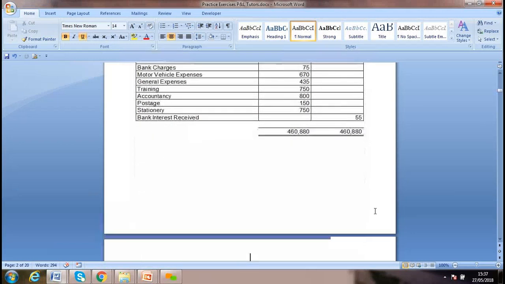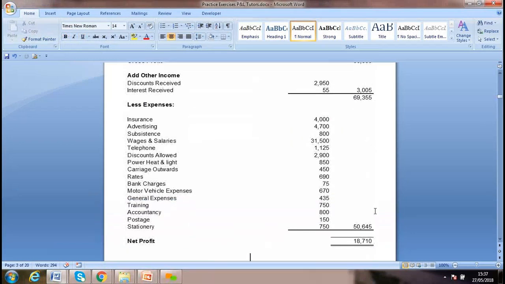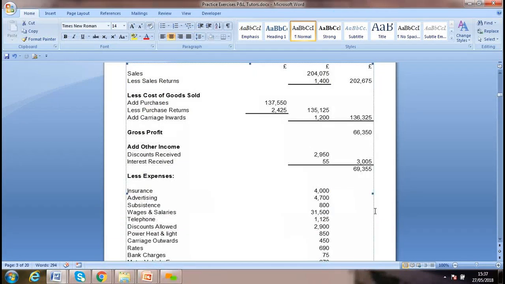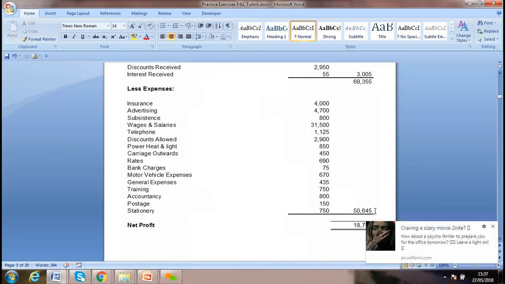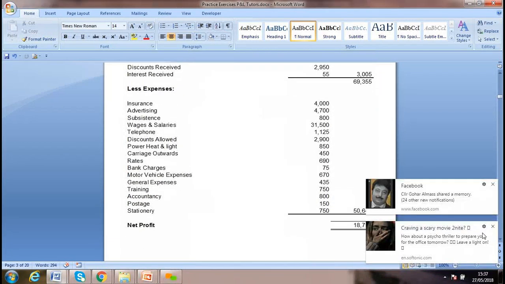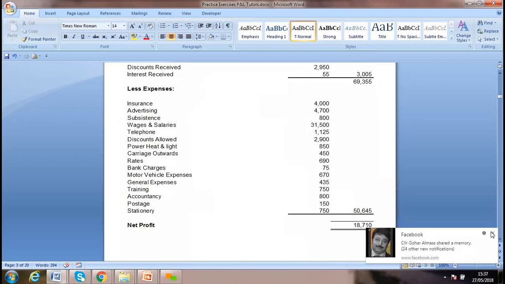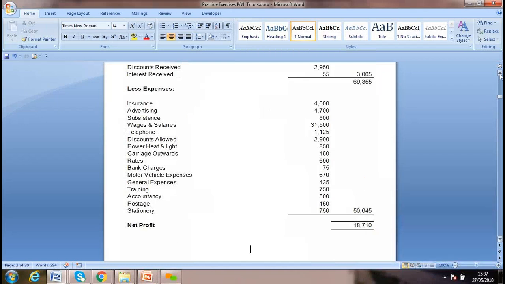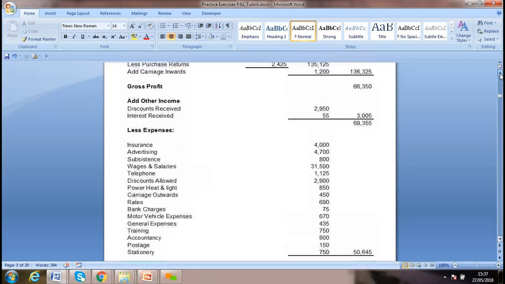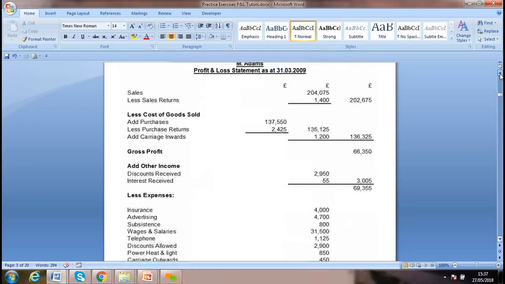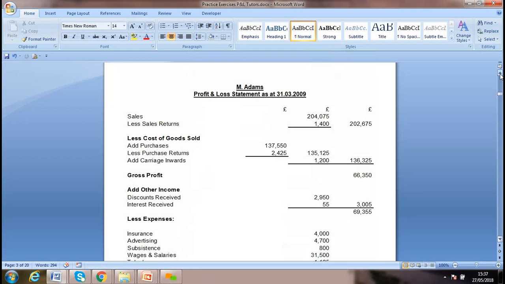Okay. Now from the same trial balance, we'll prepare the profit and loss account. Profit and loss account means either we have a profit or we have a loss. First thing in the profit and loss always comes sales, or we call it revenue, turnover, it is the same thing. So first thing is the sales.